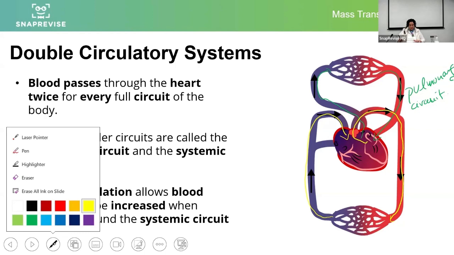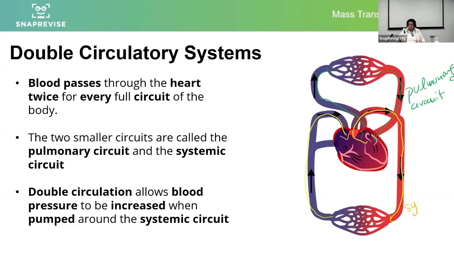And typically the systemic circuit is going to be, on average, much higher pressure than the pulmonary because it needs to deliver the blood further. Systemic circuit. Okay.